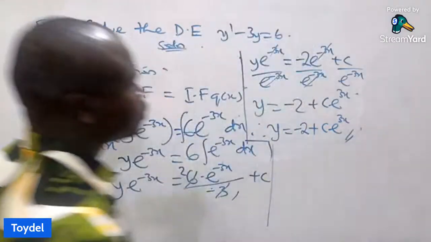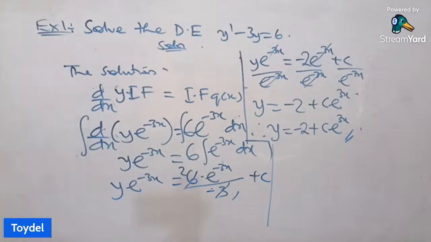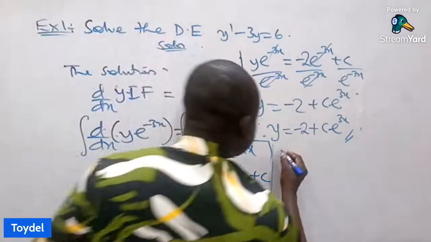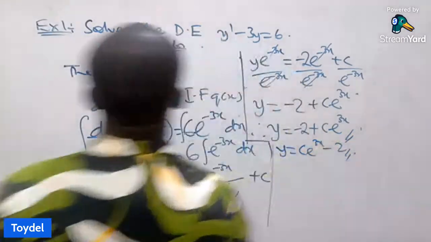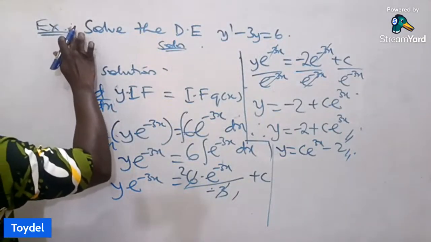That will be the solution to the first order differential equation. And if you like, you can just write it and say y is equal to c e to the 3x minus 2. Still the same thing. So let's take another example.